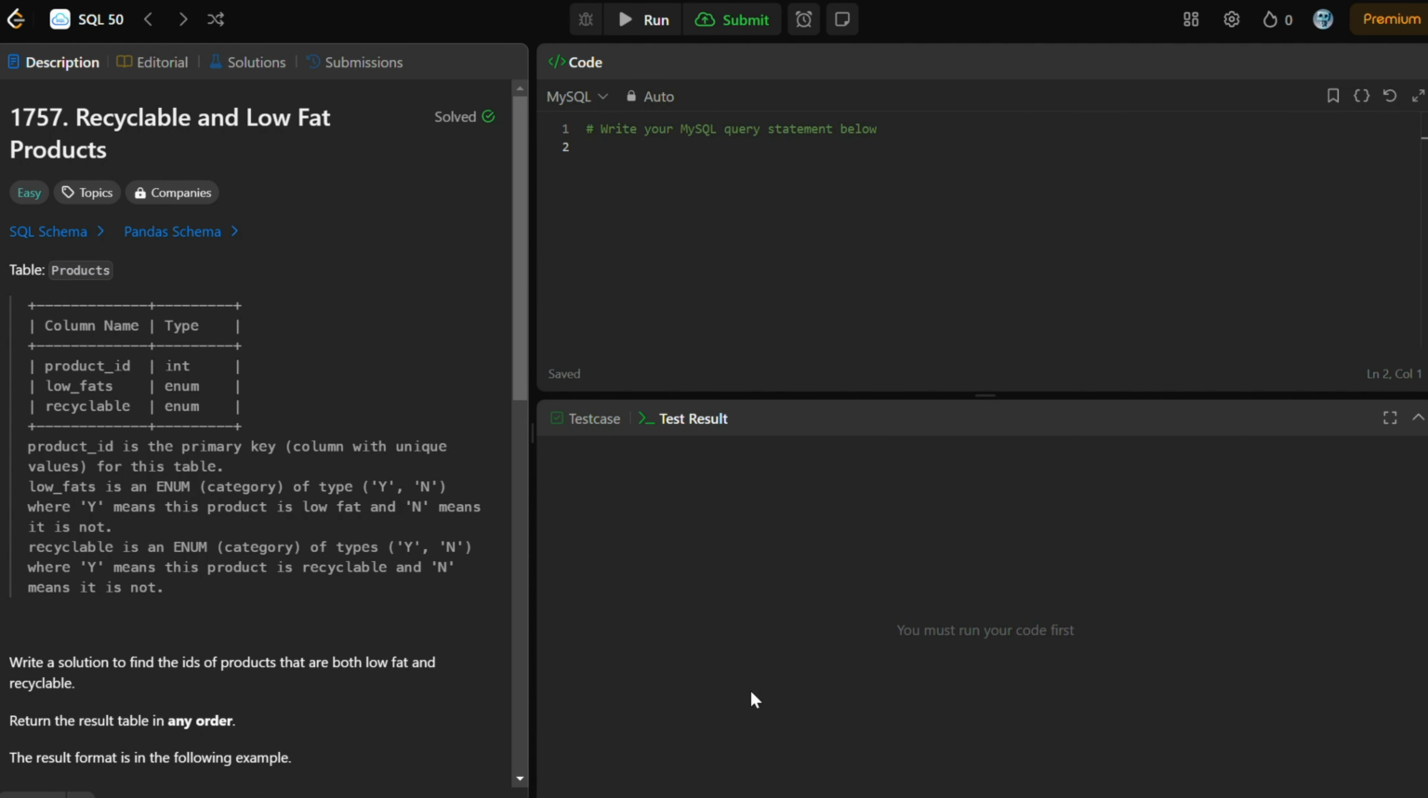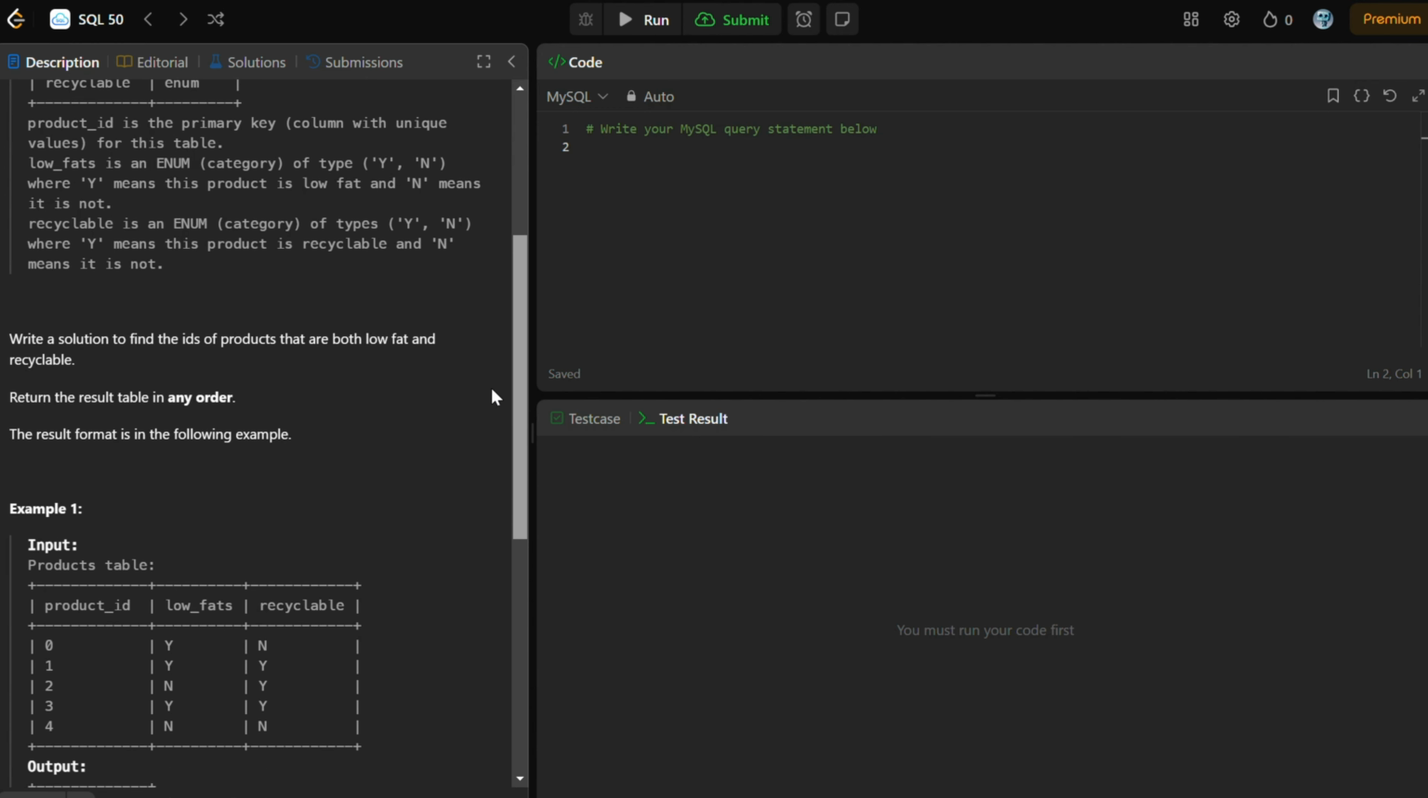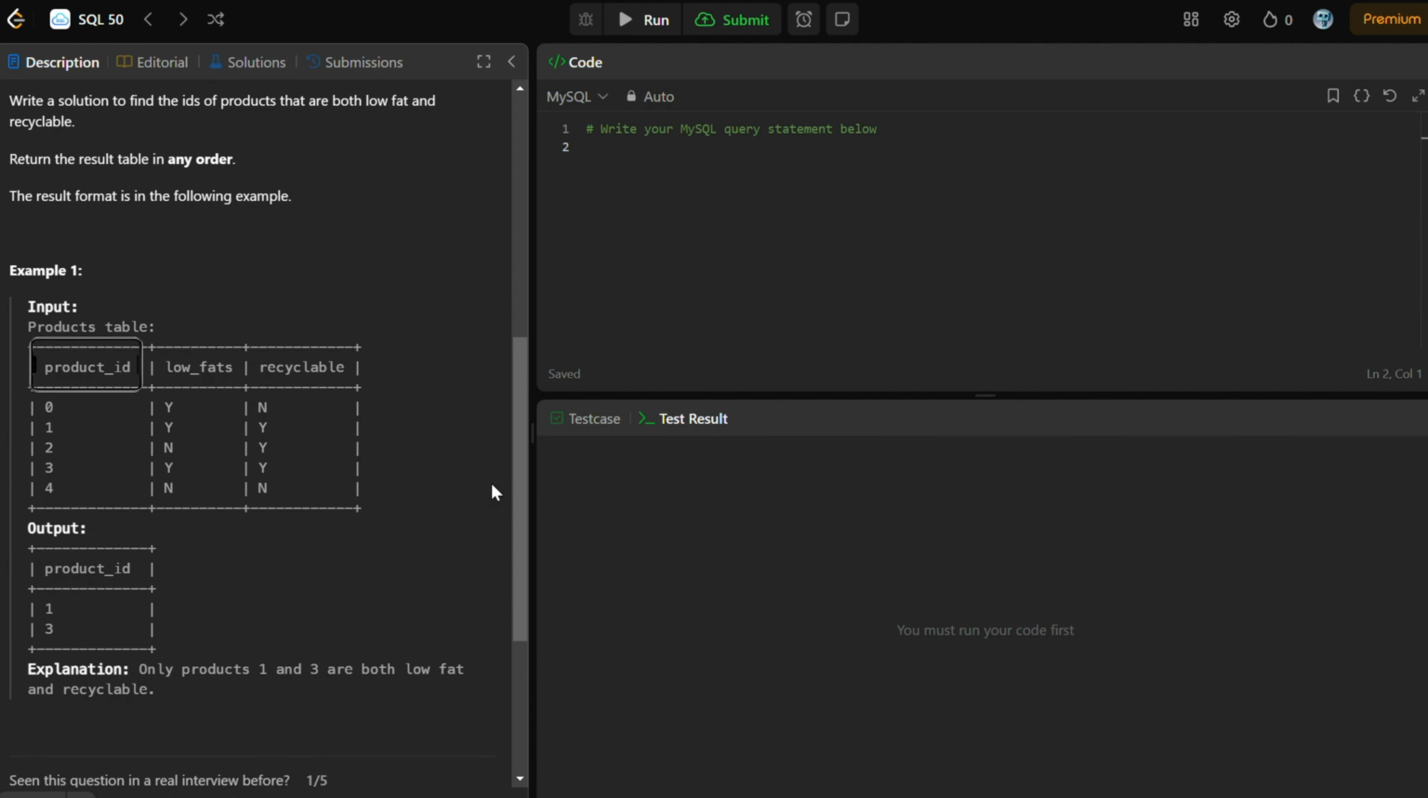Today, we're diving into a common SQL challenge, finding products that are both low-fat and recyclable. Let's get started. You have a table named products with 3 columns, product_ID, low_fats, and recyclable.